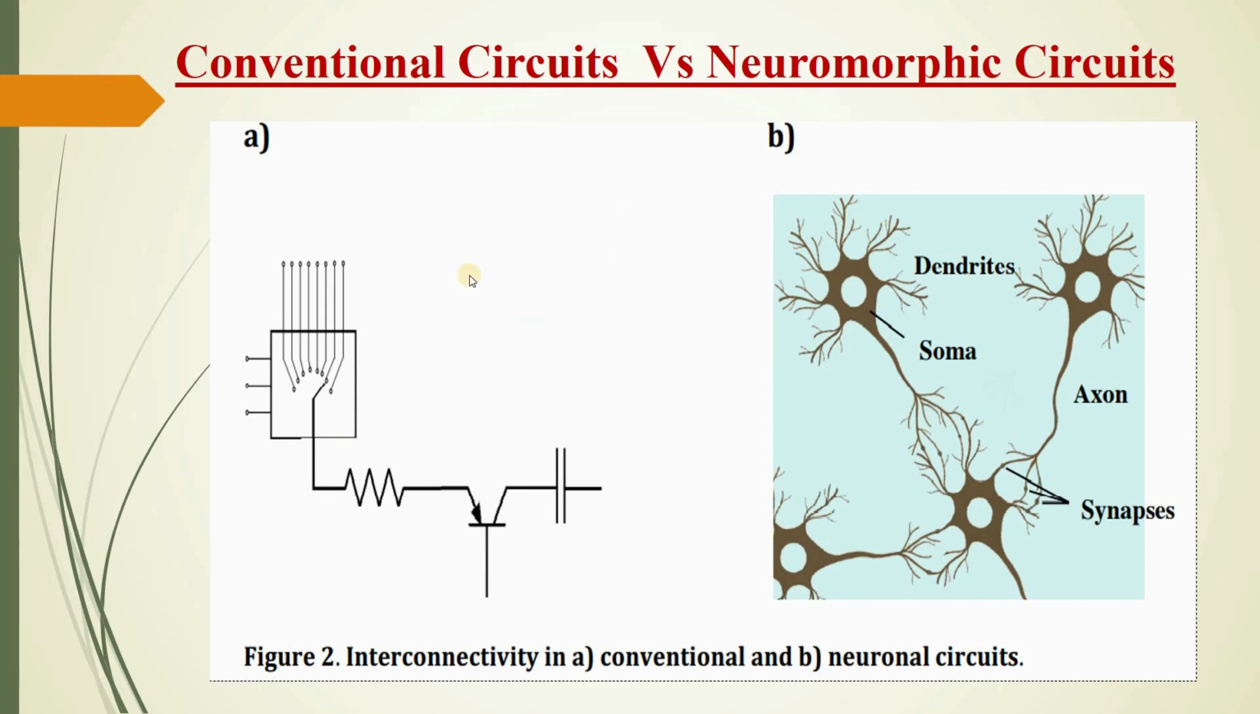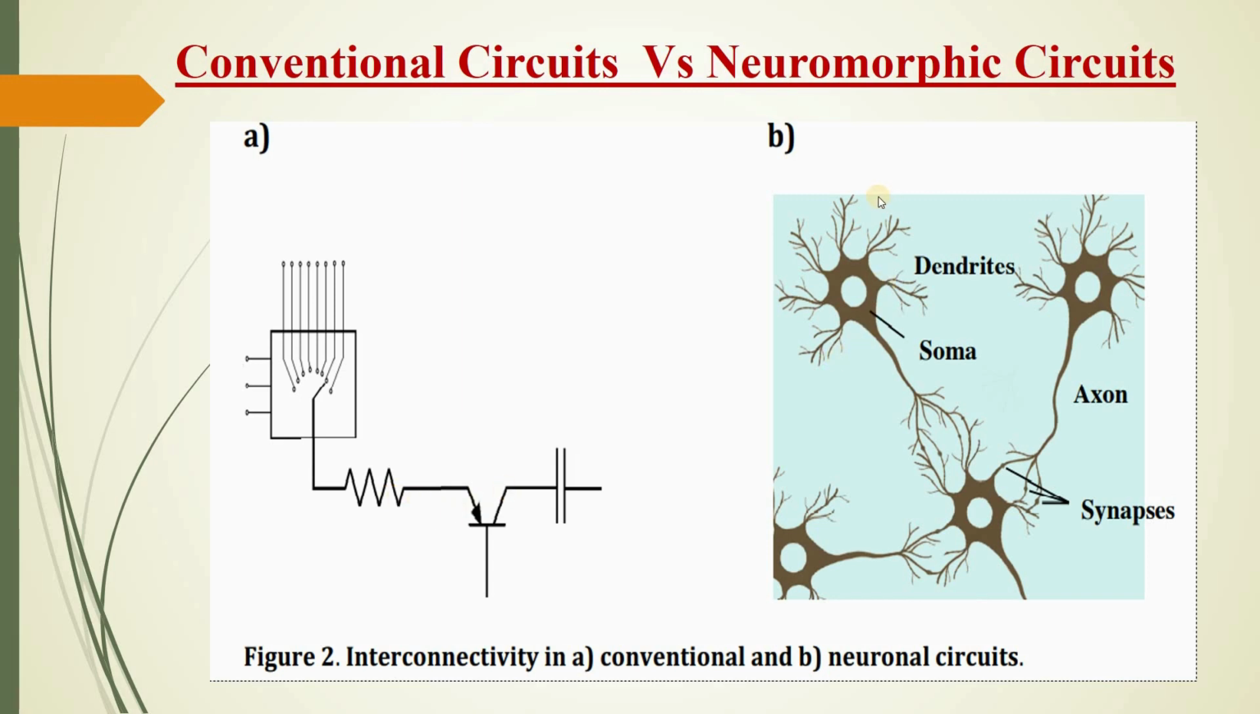Fine. Let's observe the interconnectivity in conventional circuits versus neuromorphic circuits. In conventional circuits, generally we use simple resistors, capacitors, inductors, and transistors to connect the circuits.